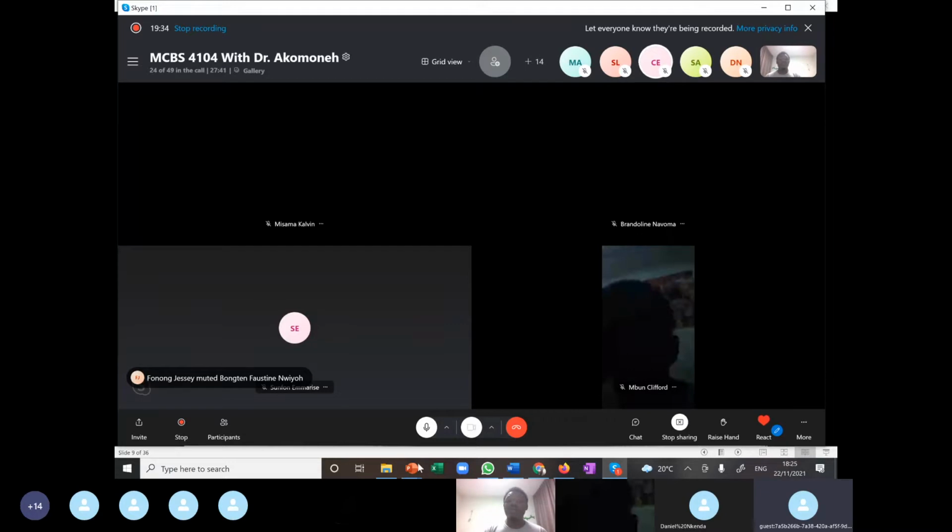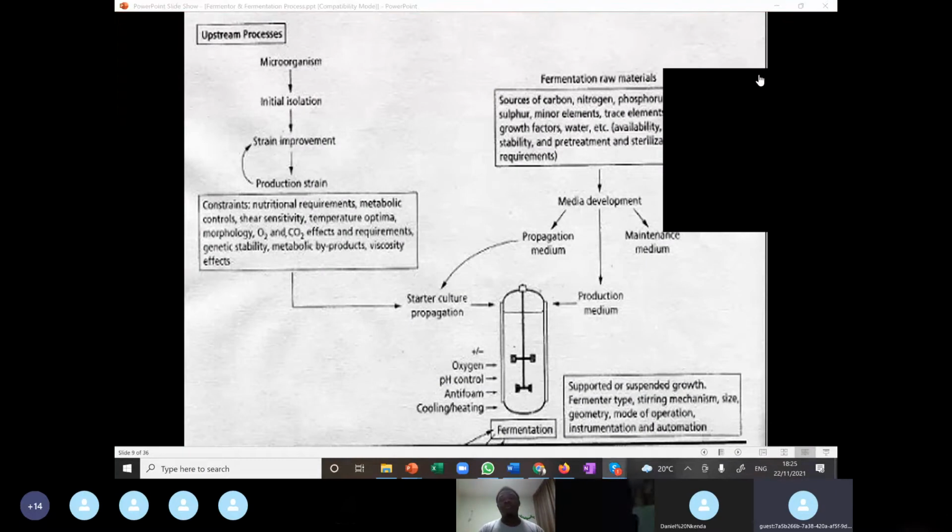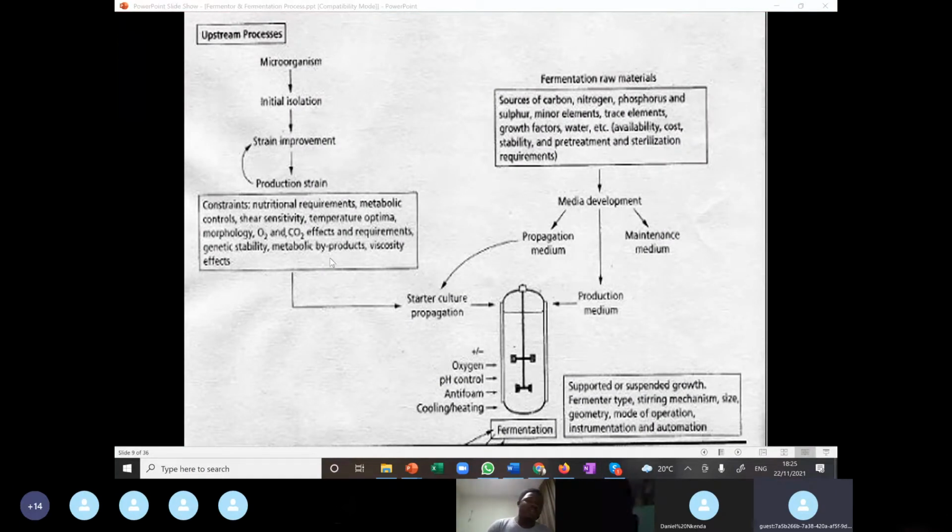So we will have to do something in strain improvement to adjust that, or totally disregard that organism and go for another one. The next thing we want to look at is temperature optima. We know that our fermentation process will go up to a particular temperature. So if that organism cannot survive that temperature, we'll either have to improve it to survive it, or we just have to change it. There's no way you use a fermenting organism that cannot withstand the temperature of the fermentation process.